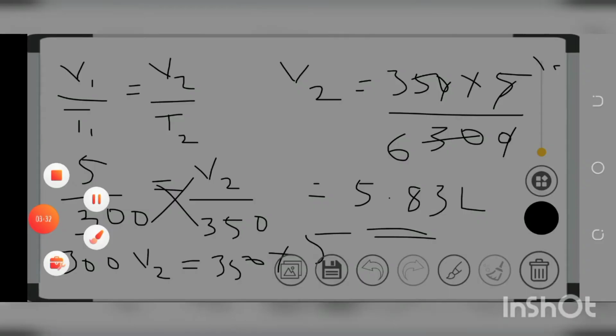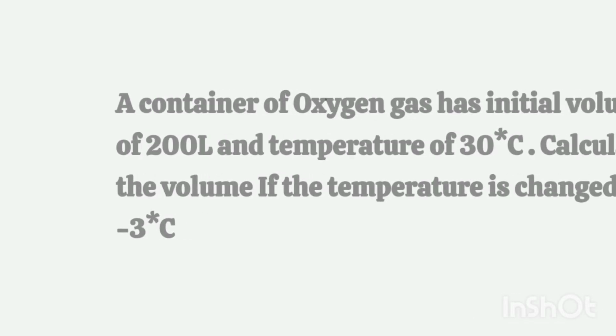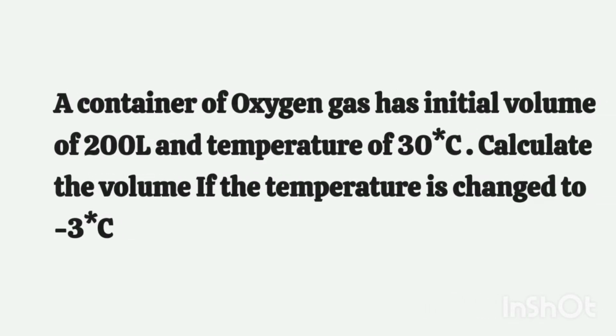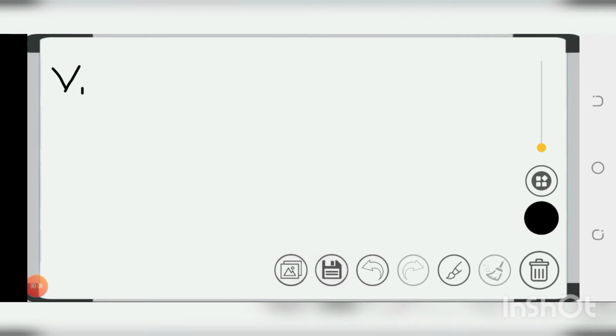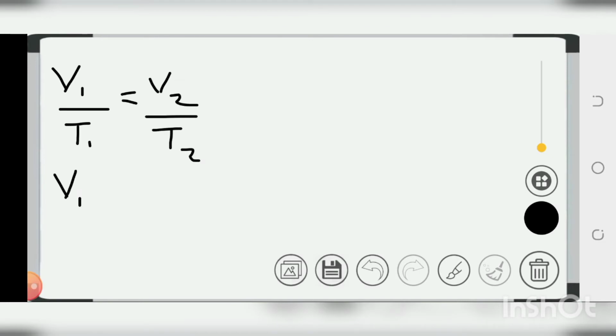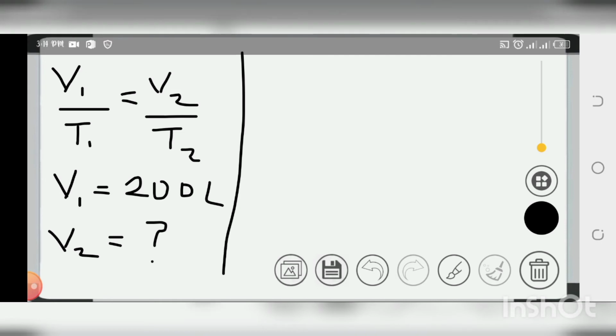The next question is, a container of oxygen gas has an initial volume of 200 liters and a temperature of 30 degrees Celsius. Don't mind my degree. Calculate the volume if the temperature is changed to -3 degrees Celsius. Of course, our formula is V1 over T1 equal to V2 over T2. Our V1 is equal to 200 liters. Our V2 is what we are calculating for again.